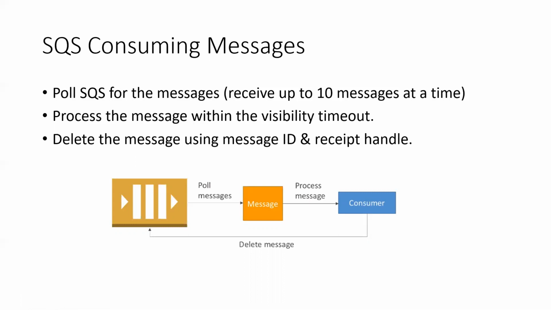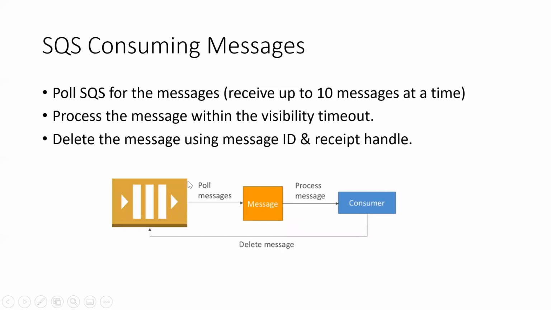After that, you delete the message because you don't want it to be duplicated. You delete the message so that no other consumer can use it, and you can delete it using the message ID. Once the message has been consumed, you get a receipt of that message, and with those parameters you can delete the message.